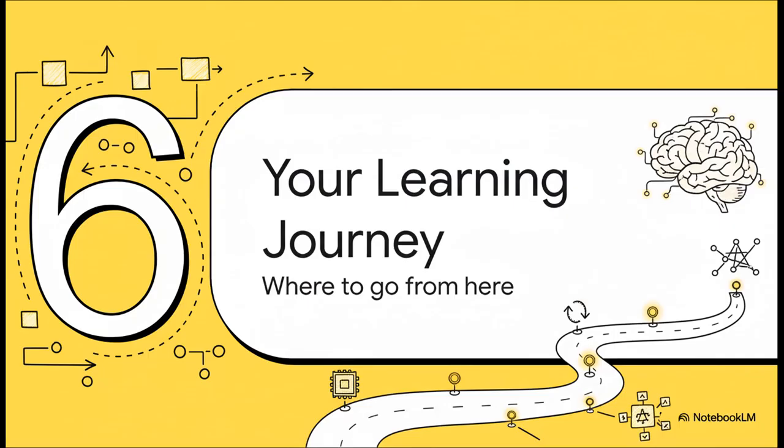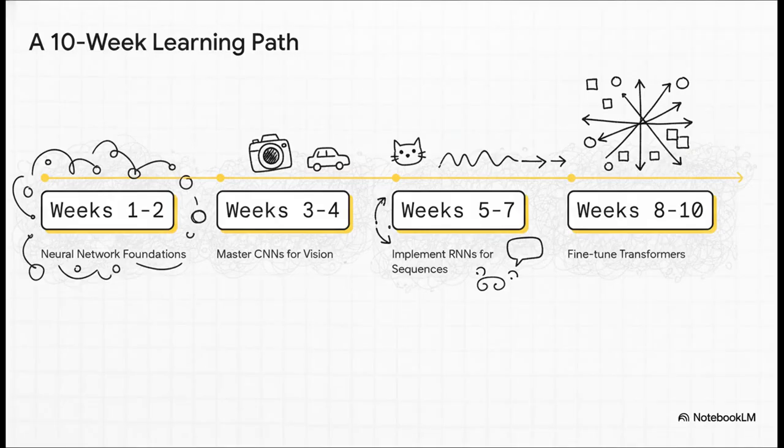So after all that, you might be thinking, where do I go from here? And look, these concepts might seem pretty complex, but I promise you, they are absolutely learnable. There's a really clear path forward if you're curious and want to dive in deeper. Something like this 10-week path shows a fantastic journey. You start with the absolute basics, the foundations of neural networks. Then, you methodically master each of these architectures one by one. It's a structured, totally achievable way to build a real deep understanding of how all this incredible technology actually works.